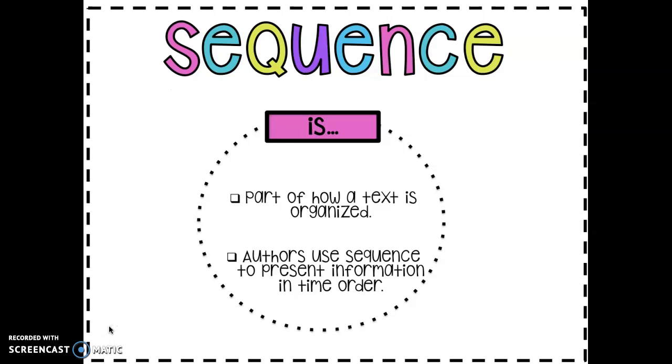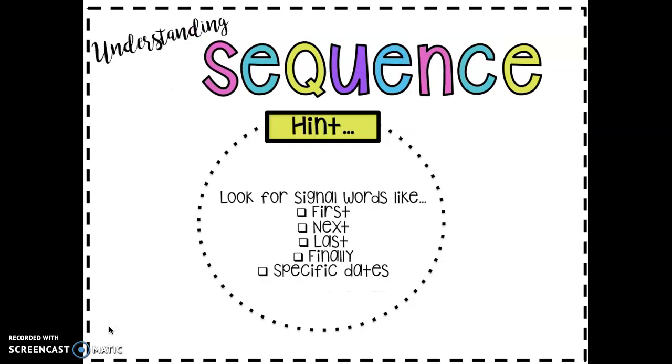Now, authors use sequence to show information in time order. So they tell you things that happened first, next, then, and last. Sometimes they use keywords like next, then, finally, or they also use dates to give the sequence that things happen. So here's your hint, and I kind of talked a little bit about it right now. You're going to be looking for signal words. So you're looking for words like first, next, last, finally, and like I mentioned, those specific dates so you can put the events in order.